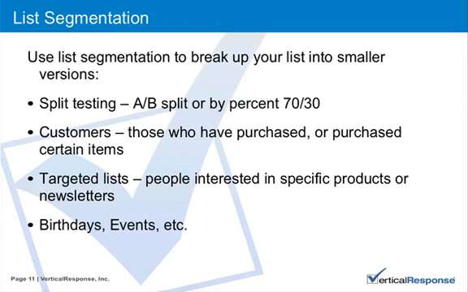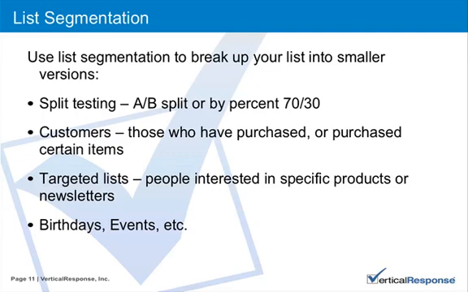But you can use the list segmentation tool for a variety of things. So first of all, if you're doing some kind of testing, if you're doing an A/B split test, for example, you can split your list in half or by a specific percent so that you can test different aspects of your email and see how your recipients respond to them.